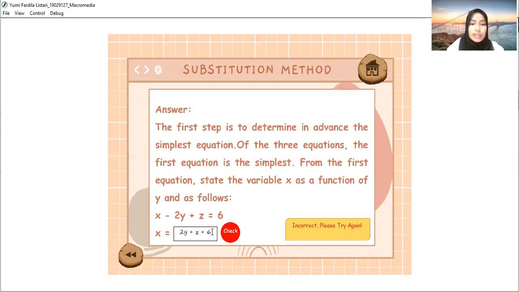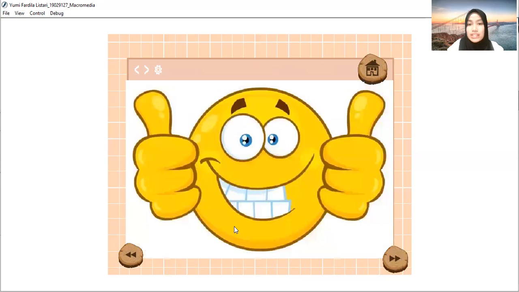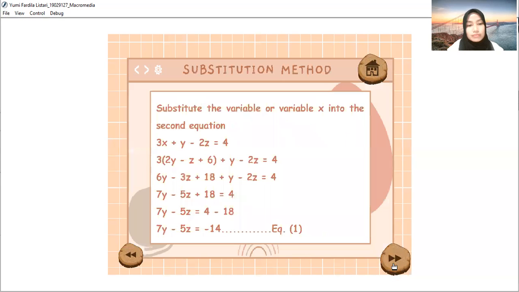Then the student can try again and fill in the correct answer: 2y minus z plus 6. And then if the student clicks the check button, the answer is correct. After that, the student can click the next button.